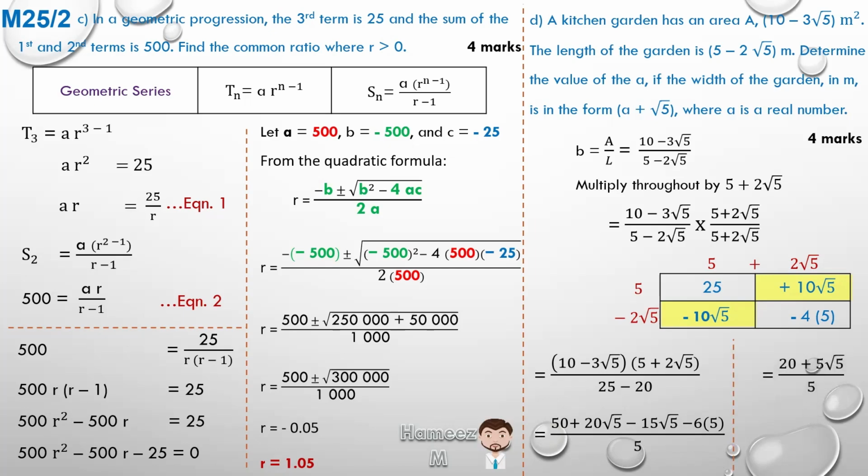So we have (20 + 5√5) all over 5. And of course, when we have it like this, we can separate it into 20 over 5 and 5√5 over 5. 20 over 5 is 4, and 5√5 over 5 is just √5. So the answer is 4 + √5.